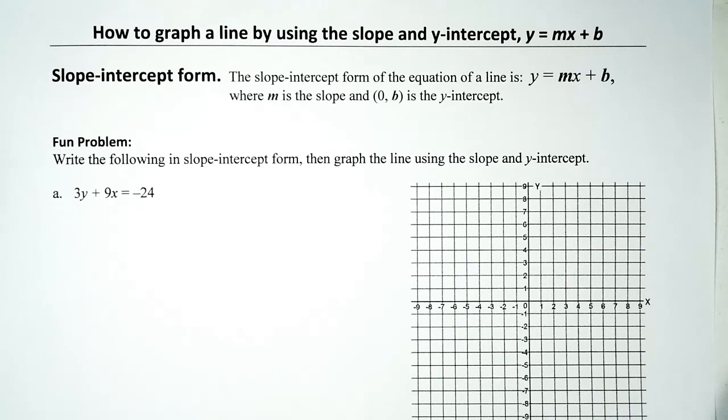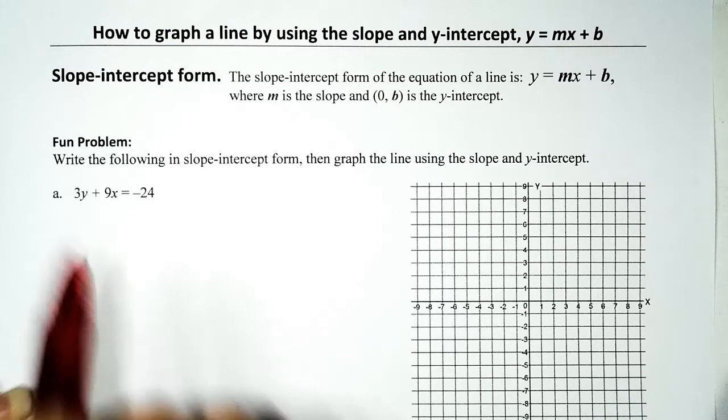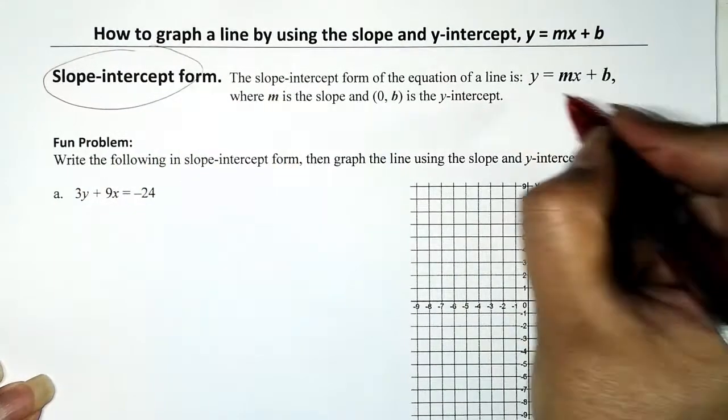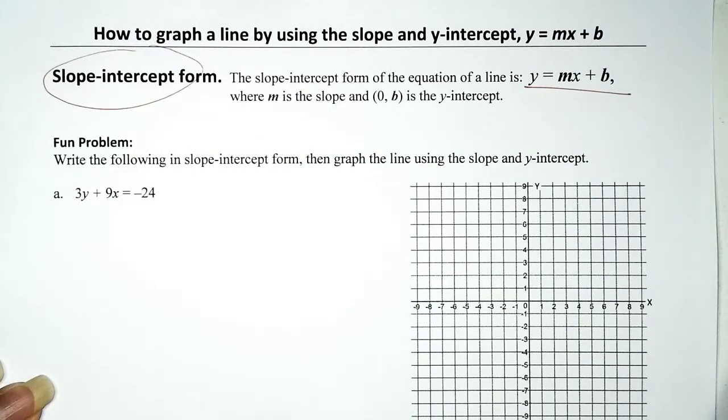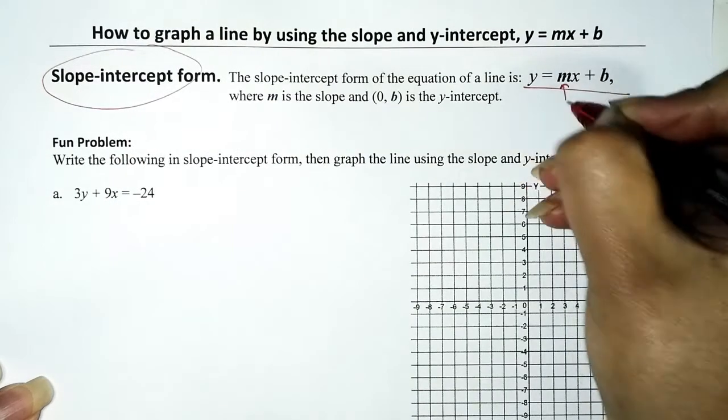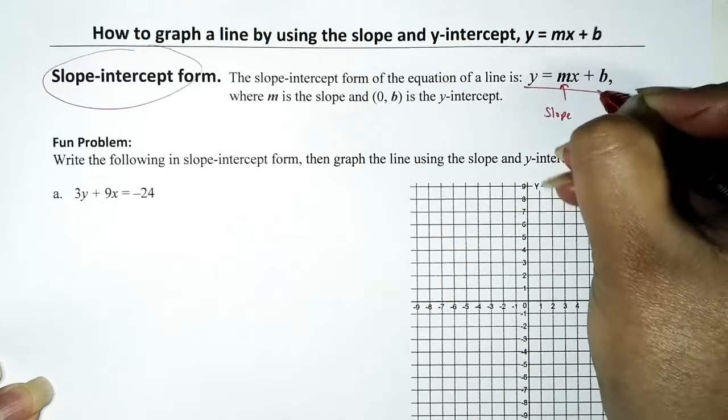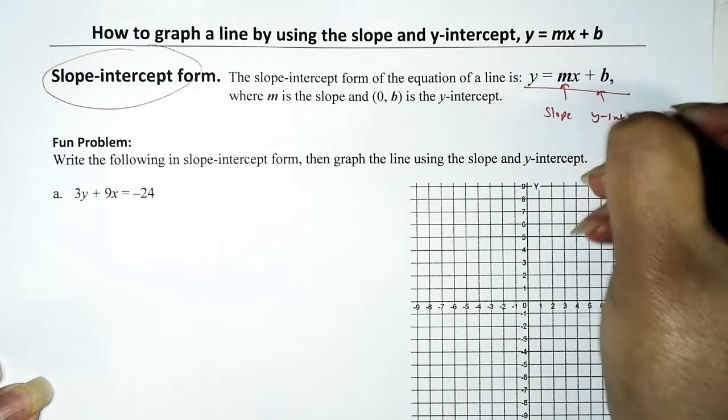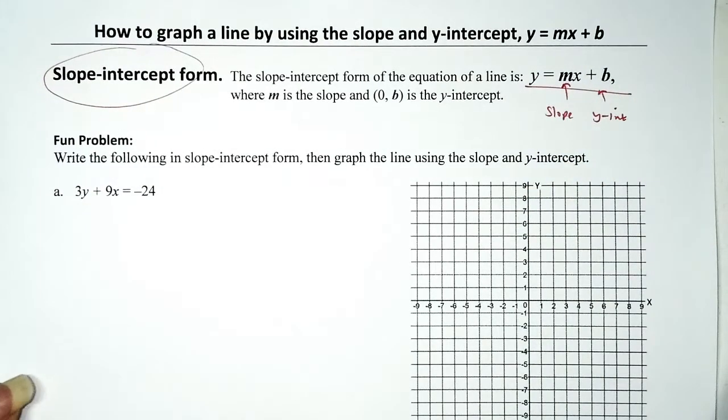In order for us to graph a line by using the slope and y-intercept, we need to make sure that our equation is in slope-intercept form, or y equals mx plus b. So friendly reminder, m represents the slope and b represents the y-intercept. So let's do this. We have two short graphing problems and then we're good.